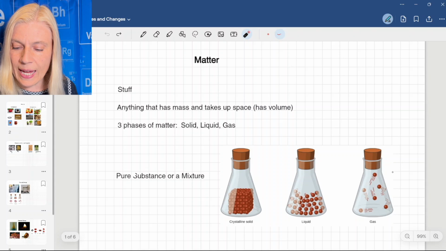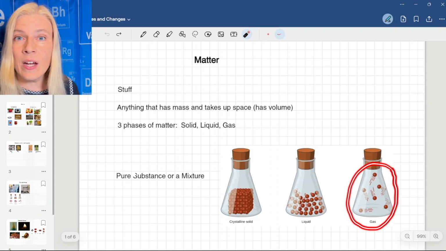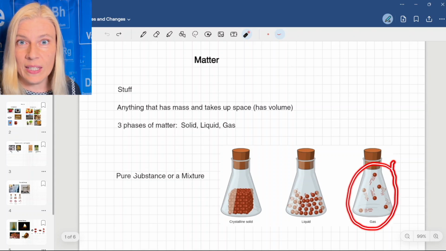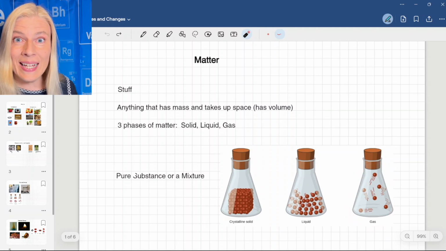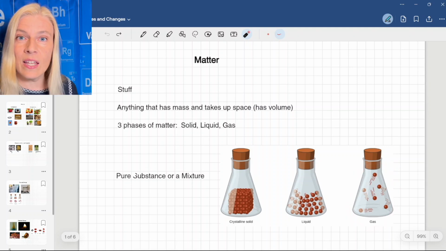And when we have gases, molecules are far apart. They are not touching one another. They have total freedom of movement. Gases expand to fill their containers. They can also be squeezed. You can squeeze gases. So they have no definite shape and no definite volume.